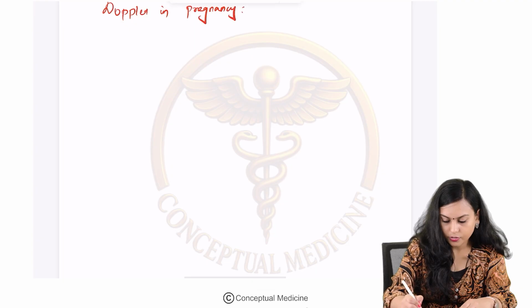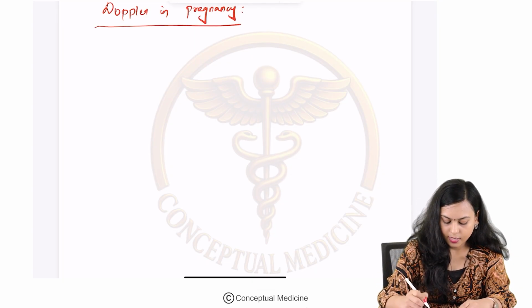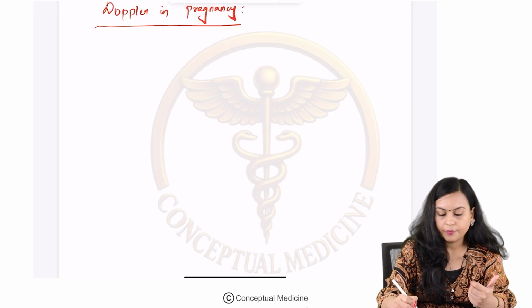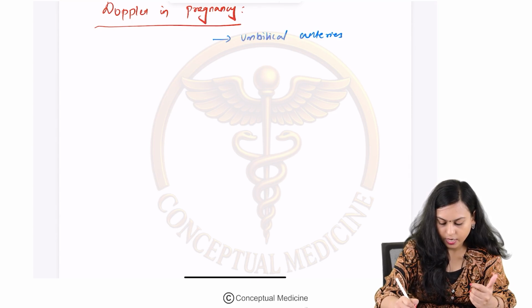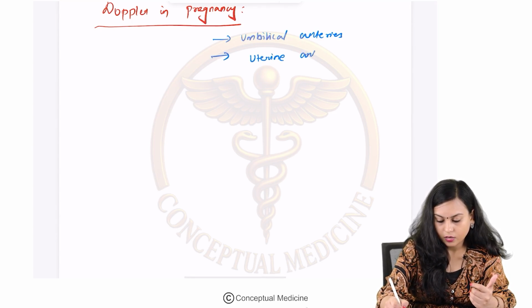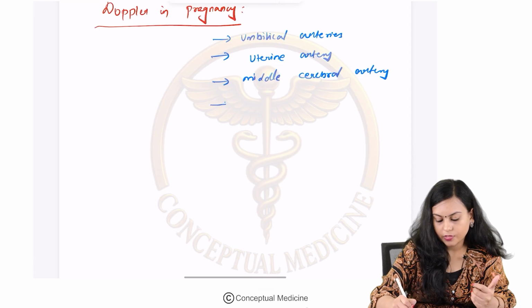Okay, what is the importance of Doppler ultrasound in pregnancy? See, we will be assessing many blood vessels. The vessels include umbilical arteries, uterine artery, middle cerebral artery, and sometimes even the ductus venosus.